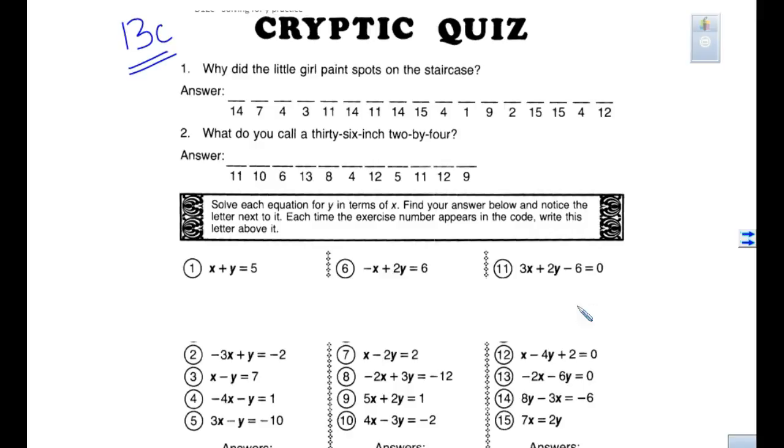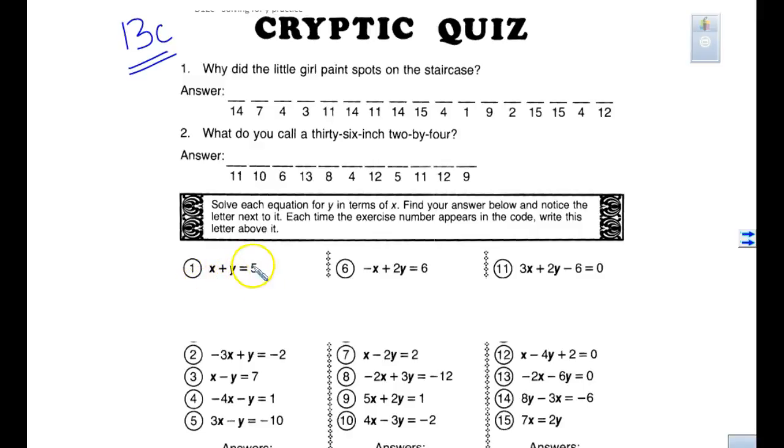But what's nice about this is then you get to answer, why did the little girl paint spots on her suitcase, and what do you call a 36-inch 2x4? So you'll get to get those jokes or share them with your family if you'd like. Same for Christmas for grandma or some aunt or uncle or whoever you think would enjoy that.